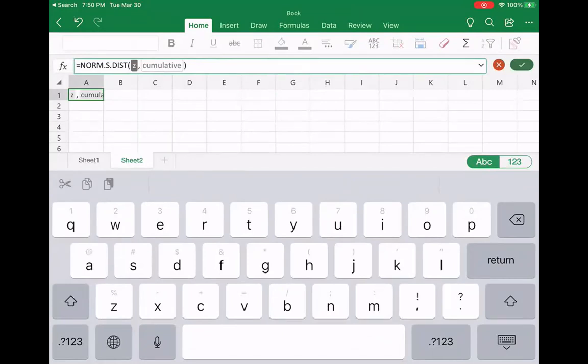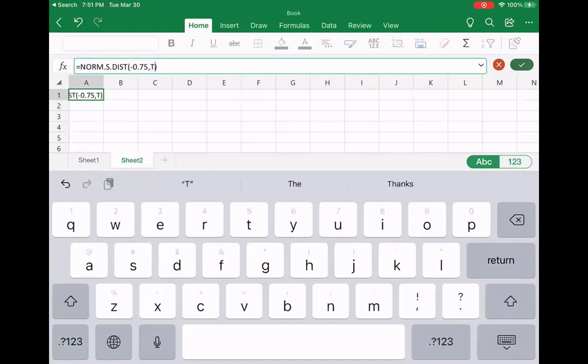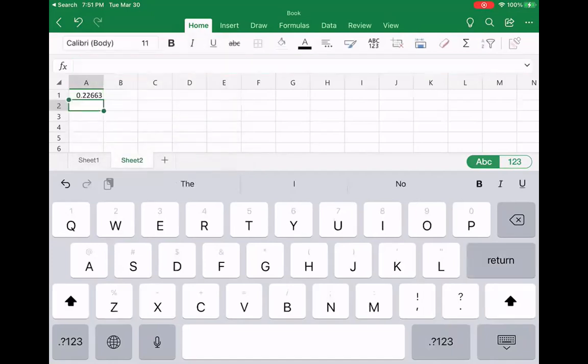in true. So if we look at our first z-score, which was -0.75. That was that first z-score. And for the word cumulative, where it says cumulative on mine, you do a comma and you're going to type in true. It's going to give you the area to the left of that z-score. What do we get from the chart? Same thing. 0.2263. That's what we got. So this is more accurate. It's more decimal.